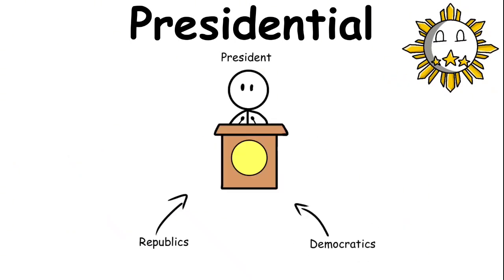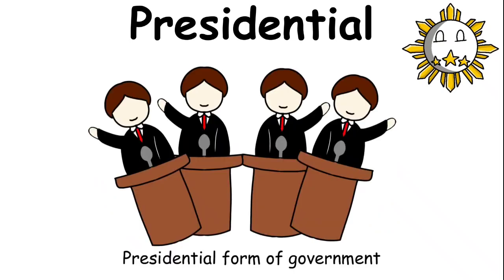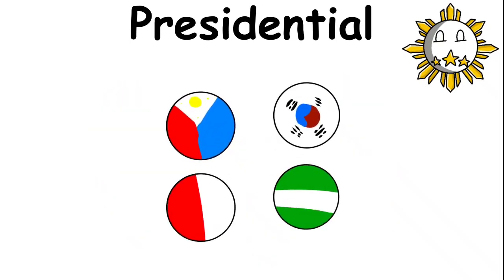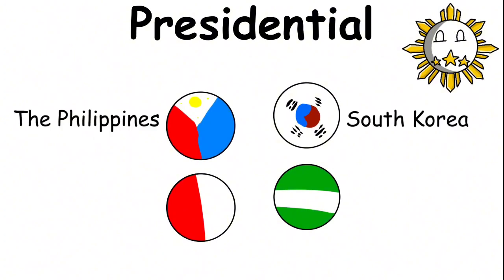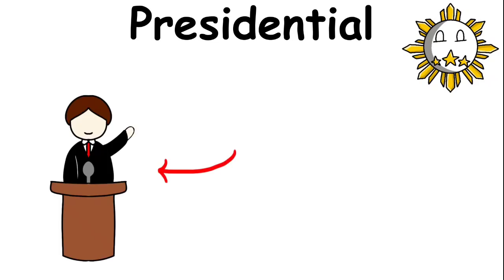Presidential governments can arise from republics and democracies. Most democratic republics have a presidential form of government. Some of the best examples of presidential governments are South Korea, the Philippines, Nigeria, and Indonesia. A presidential form of government's major downside is that too much executive power in one person can lead to abuse of power.